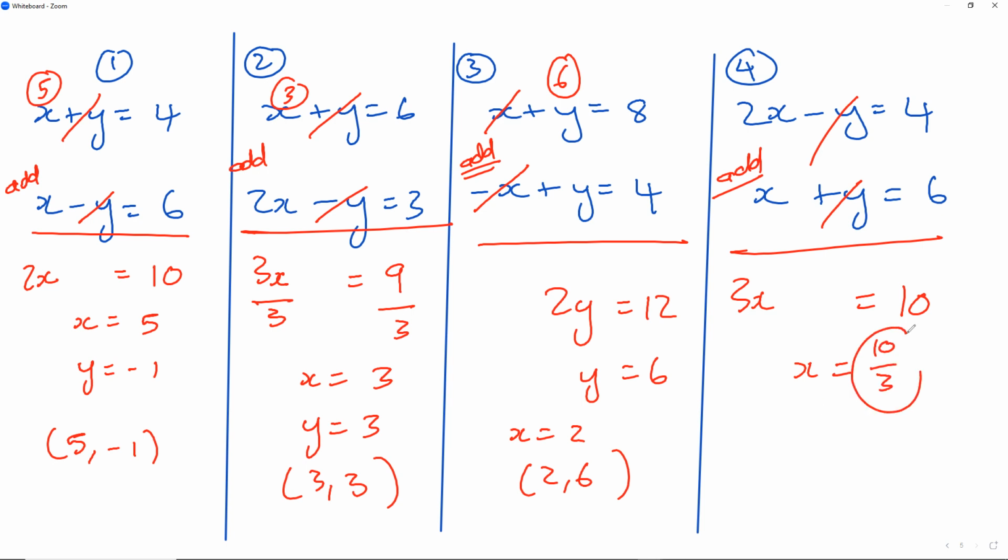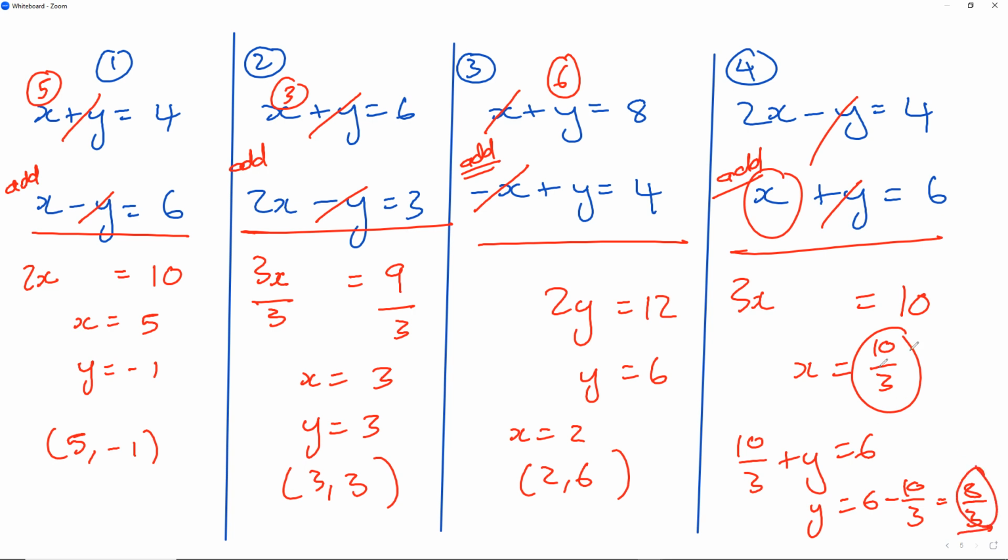And now I'm going to substitute it back, let's say, into the second equation because it's easier. So 10 over 3 plus y equals 6 means y will be 6 minus 10 over 3. That's 18 minus 10 over 3, which is 8 over 3. So these two will create some kind of fraction.